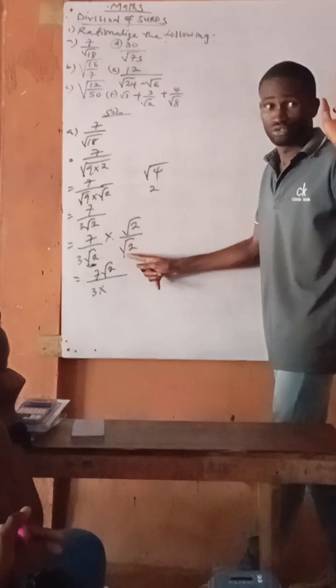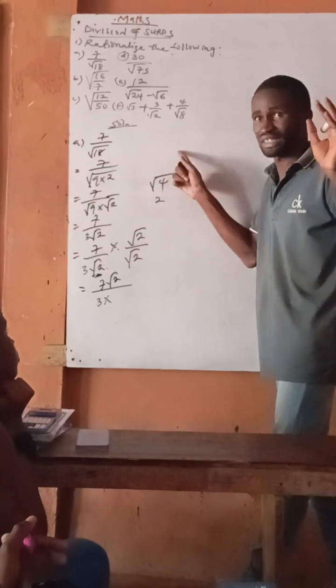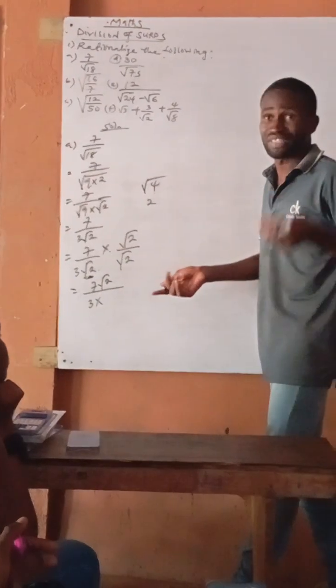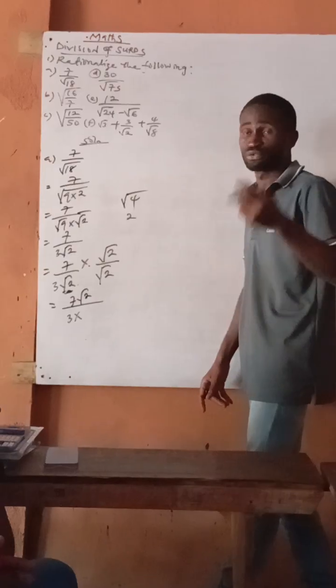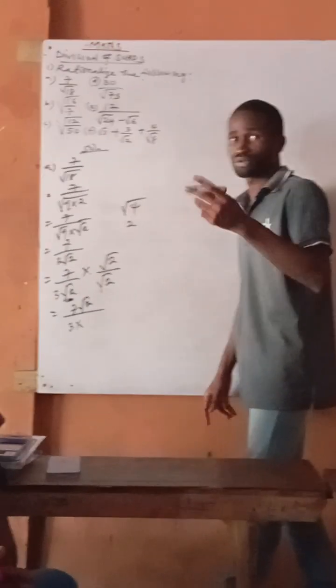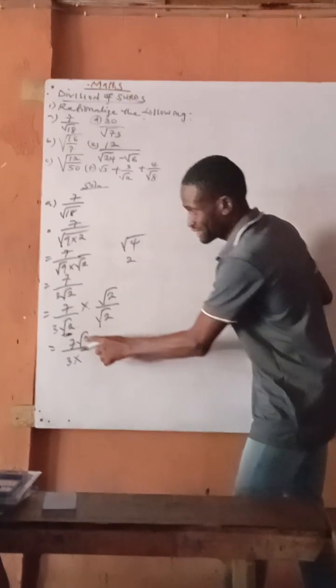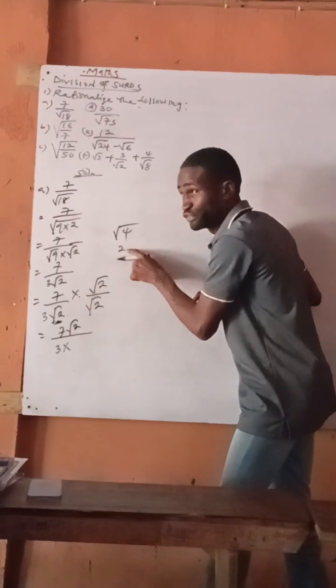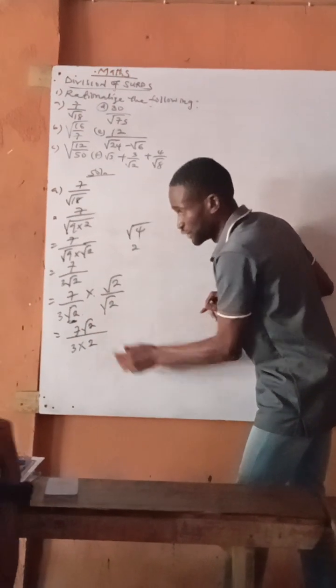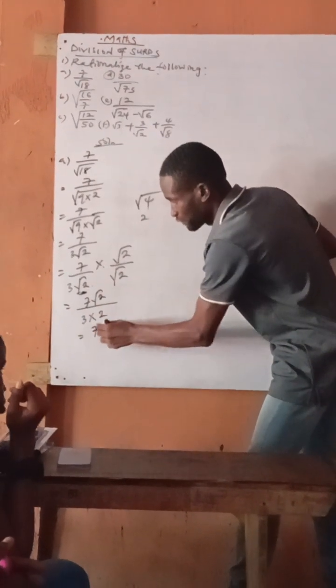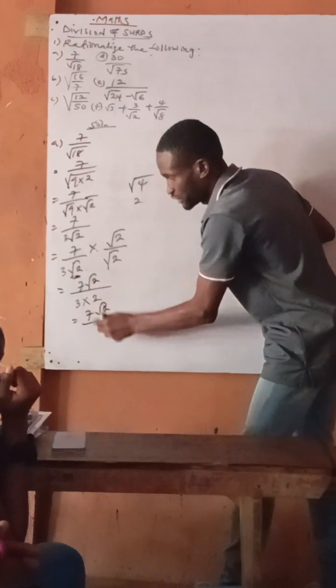Do you understand it? So if I have root 3 times root 3, I'll just say it's 3. Are you with me? Because I know that 3 times 3 is 9, and root times root is also root. So square root of 9 is 3. So what am I putting here? So this and this now, are we putting 2? Yes. So I will come here and put 2. Which is equal to 7 root 2 all over 3 times 2, which is 6.